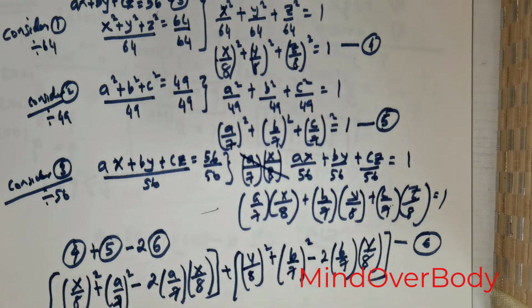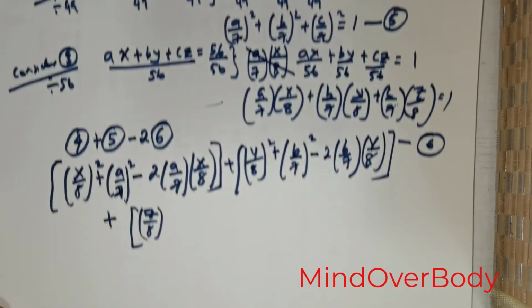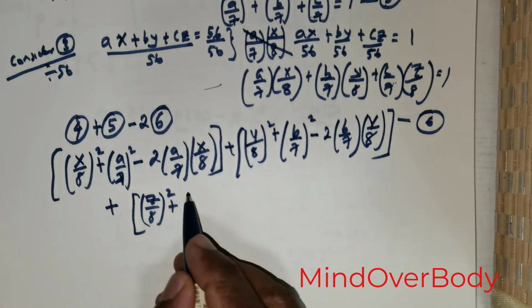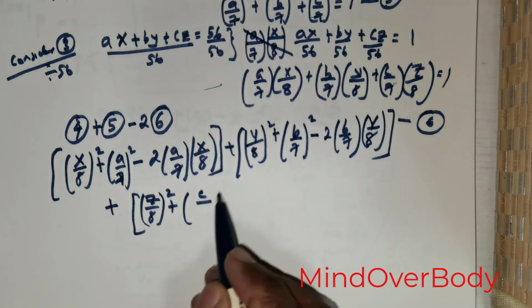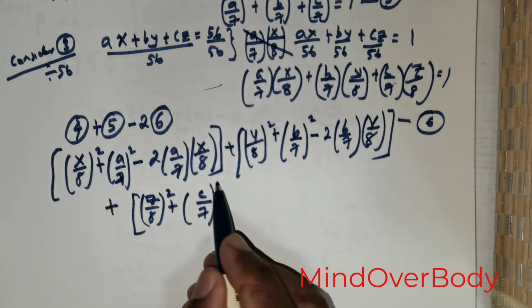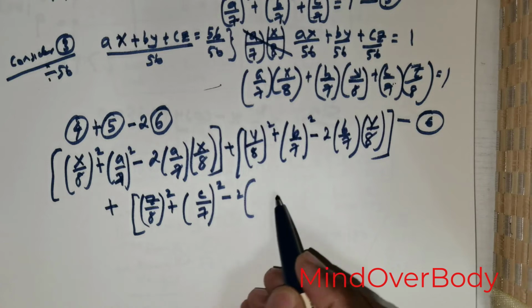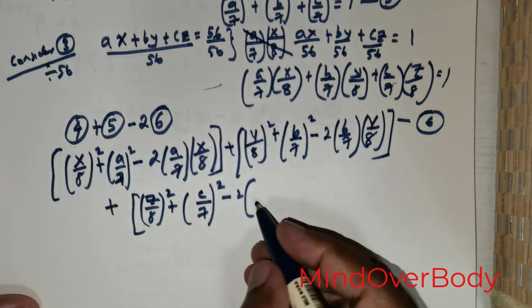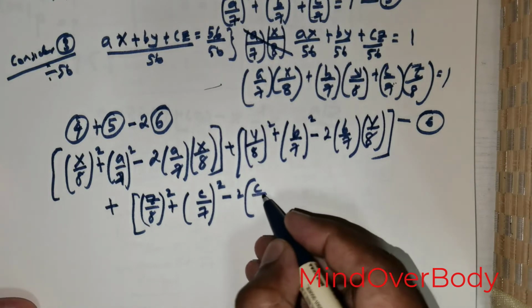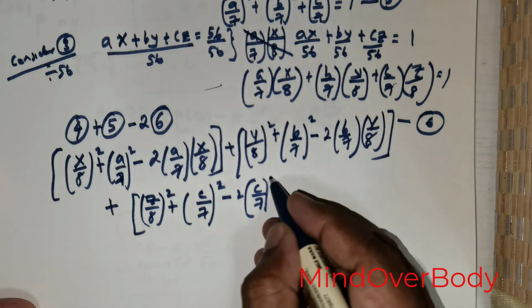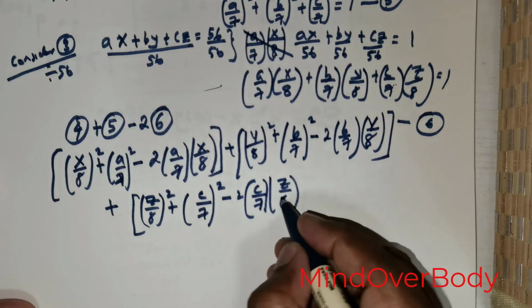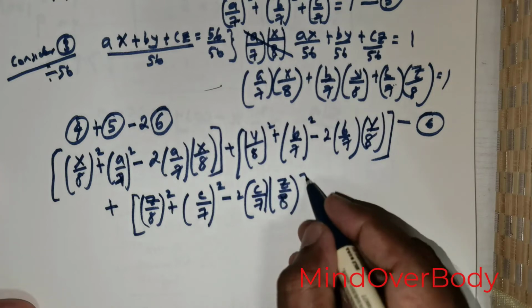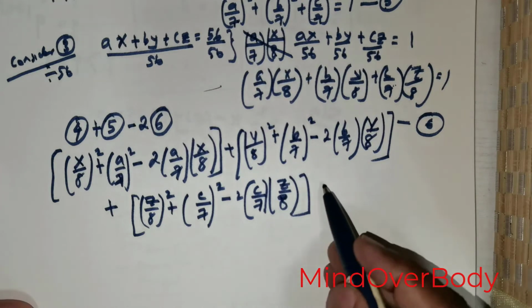z/8 whole squared plus (c/7) whole squared, negative 2 times (c/7) times (z/8). That's fine. So this is the left hand side.